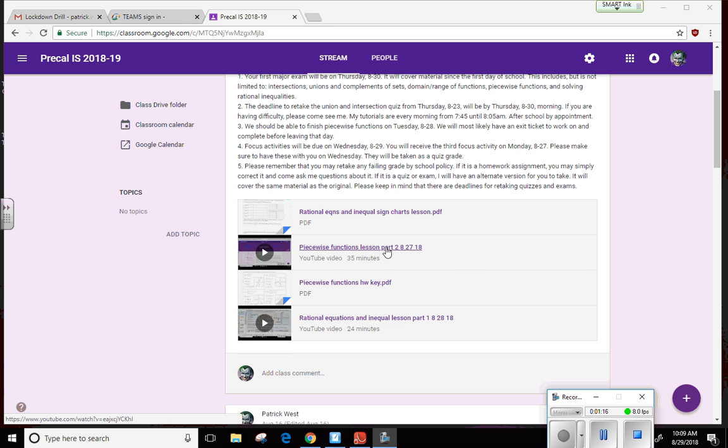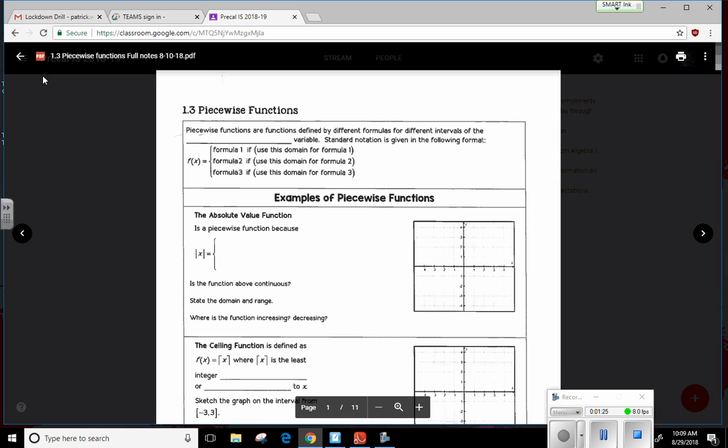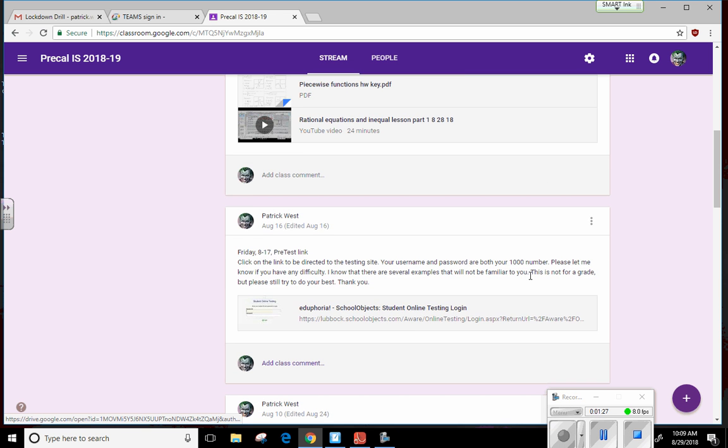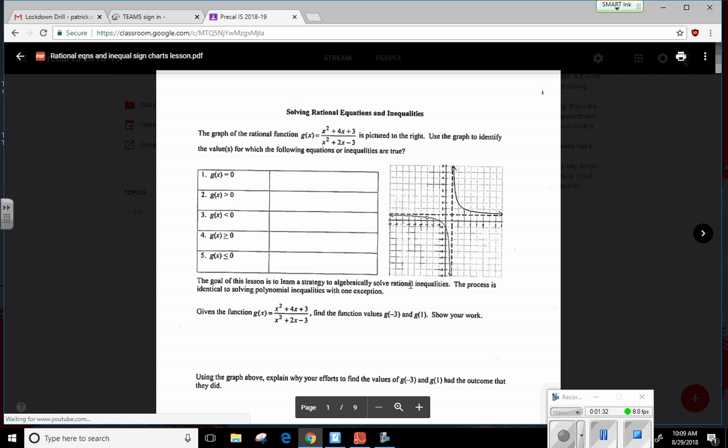So if you want the notes, just go to the week where we first started talking about those. We started talking about them last Friday. Piecewise functions, there you go. Okay, just like yesterday, we started talking about rational equations and inequalities. So the notes are here, part of this week.